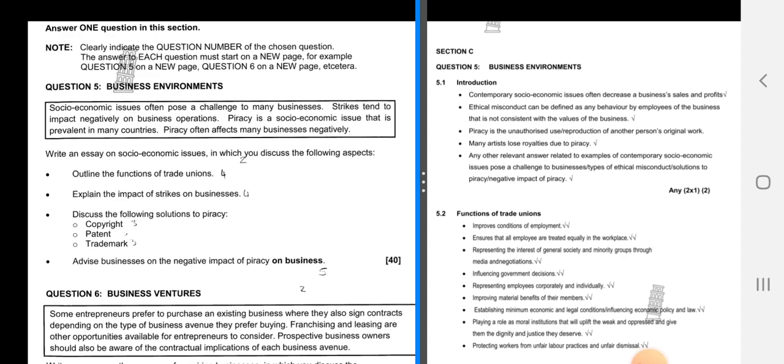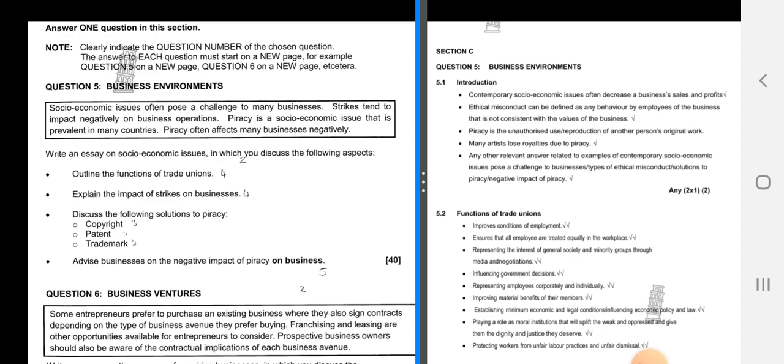So here we're talking about socioeconomic issues. So in your introduction, you explain what socioeconomic issues are for 2 marks. You will get your marks, okay? Or talk about any socioeconomic issue. Contemporary socioeconomic issues, here in the memo, often decrease a business's sales and profits. Ethical misconduct can be defined as any behavior by employees of the business that is not consistent with the values of the business. Piracy is the unauthorized use or reproduction of another person's original work.